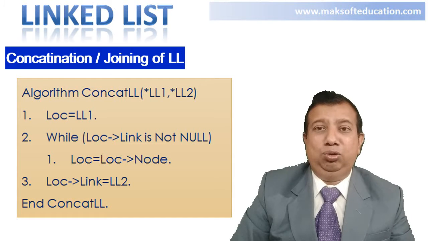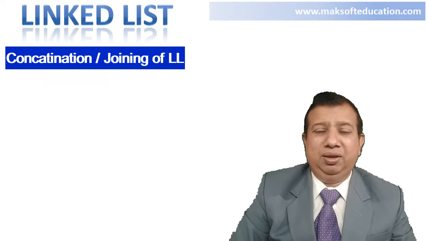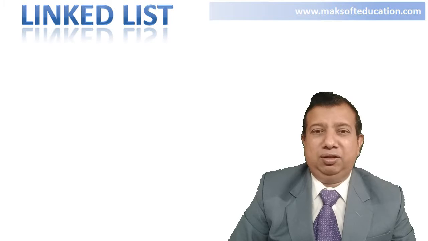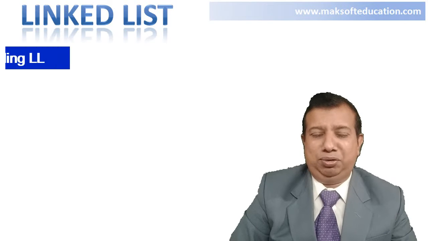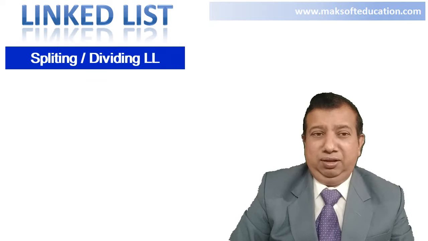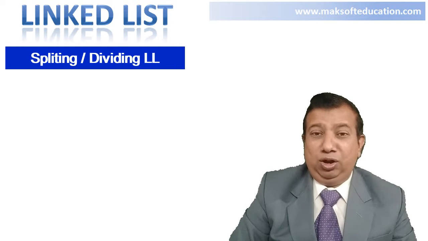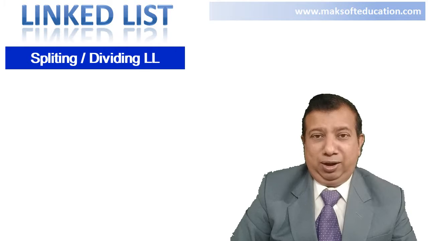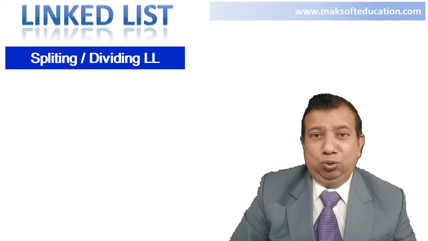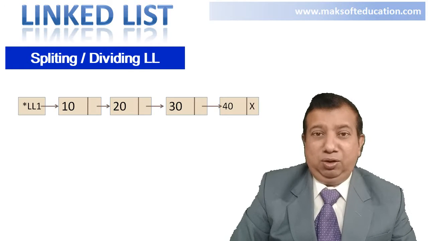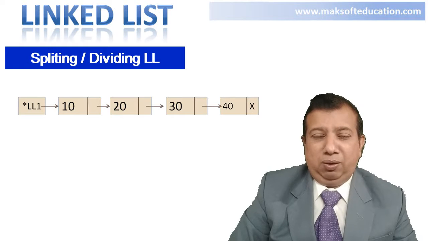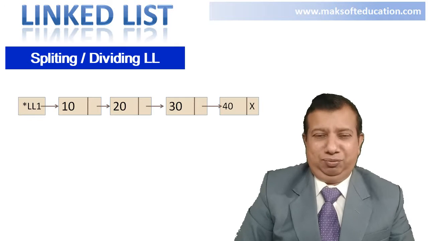Now let us move to the second operation. This operation is splitting a linked list, or dividing a linked list into different parts. In this case we have only one linked list and we have to divide it into two linked lists. Here one thing is very important: what will be the indication of where you are exactly going to divide this?